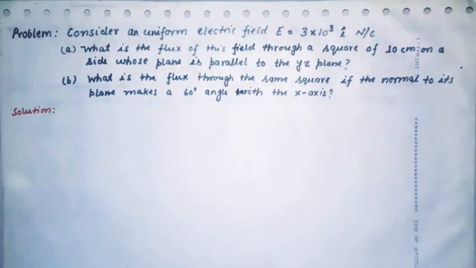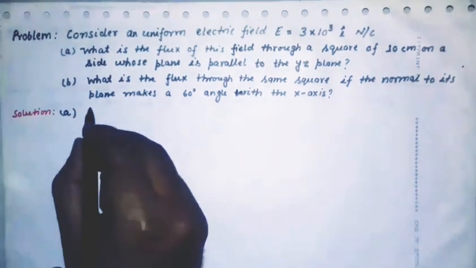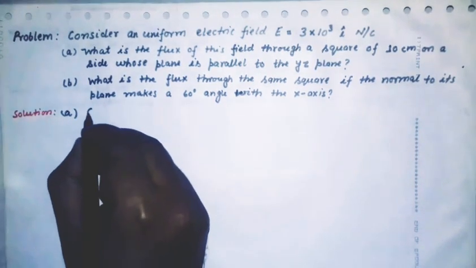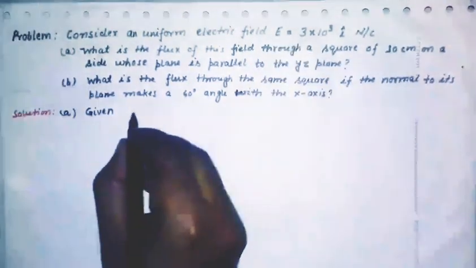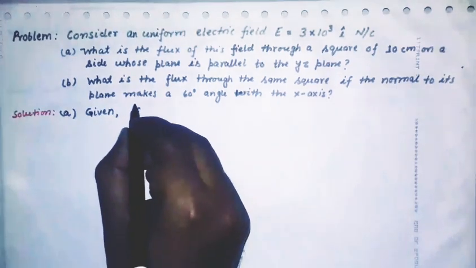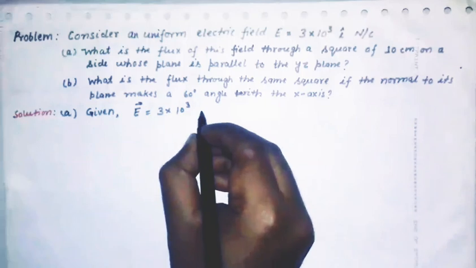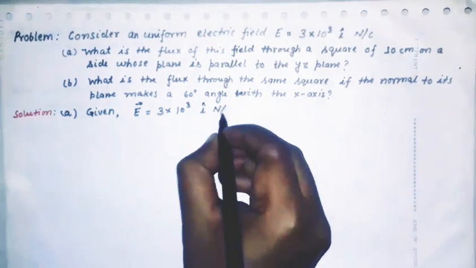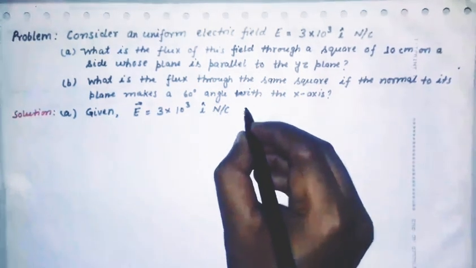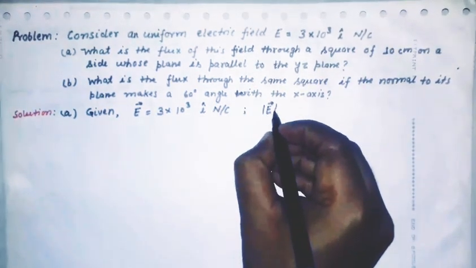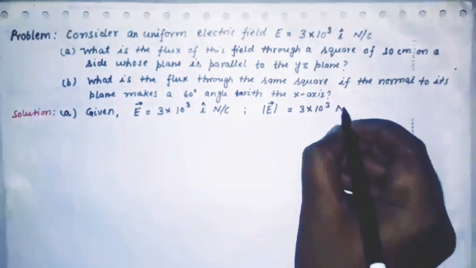So first of all, we are going to solve the first part of this numerical. First of all, we note down what is given. Given that electric field intensity E equal to 3 into 10 to the power 3 i-hat Newton per Coulomb. This is in vector form, and for the calculation purpose we need only the magnitude of this vector. So the magnitude will be 3 into 10 to the power 3 Newton per Coulomb.